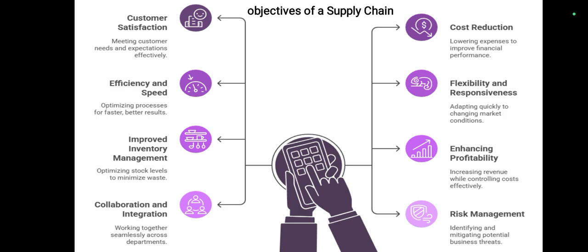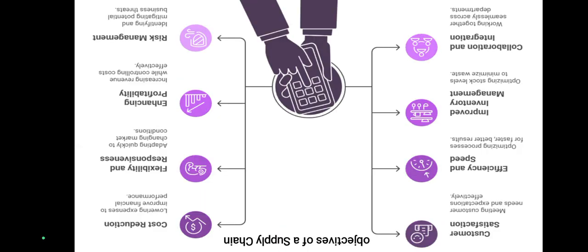So that is the objective of a supply chain. The ultimate aim of a supply chain is to satisfy the needs and wants of the customer effectively and efficiently, and earn the profit. That is the objective of a supply chain. Next we have the benefits of a strong supply chain. Now we are going to study, what are the benefits?